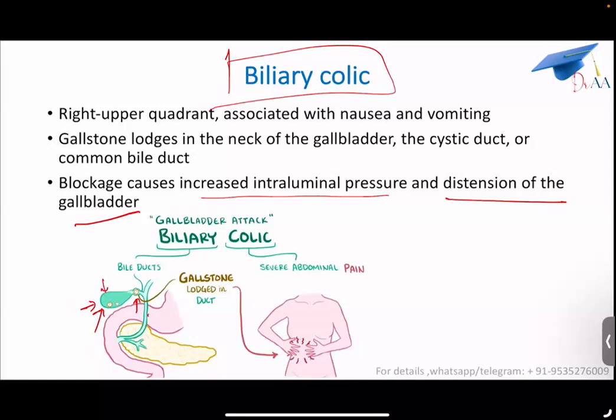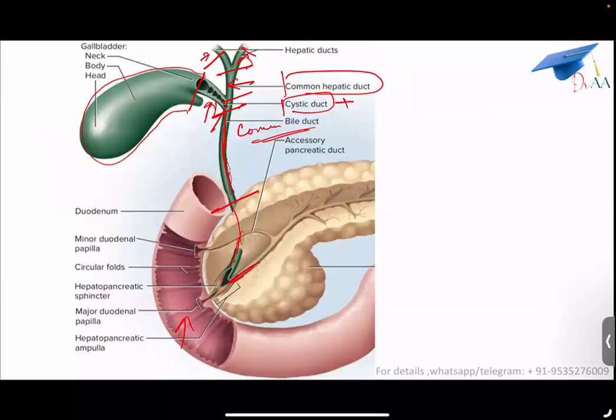The most common cause of the obstruction is a gallstone. Most of the time, the stone gets lodged either in the cystic duct or in the common bile duct. When it is here, it is known as Hartmann's pouch. Here also it can get lodged.